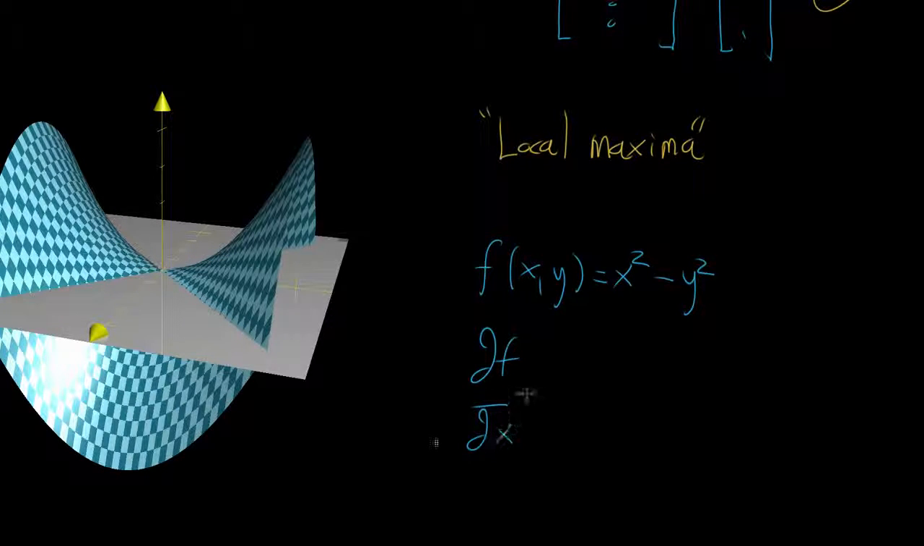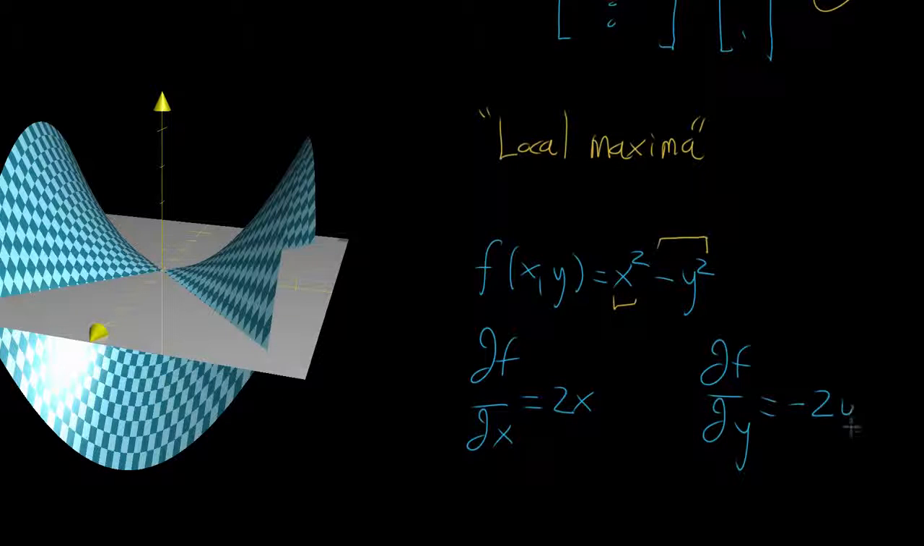So the partial derivative with respect to x, we look here, and x squared is the only spot where an x shows up, so it's 2x. And the other partial derivative, the partial with respect to y, we take the derivative of this negative y squared, and we ignore the x because it looks like a constant as far as y is concerned, and we get negative 2y.